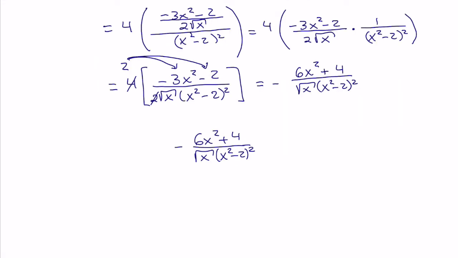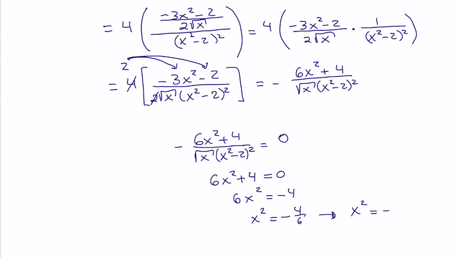Look, if you set all of this equal to 0, it's easy because a fraction is 0 only when the numerator is 0. So this is going to be 0 when 6x squared plus 4 equals 0. That means 6x squared equals negative 4, or x squared equals negative 4 over 6, or x squared equals negative 2/3. And what this means is that the solutions are complex solutions, meaning that this graph mustn't have horizontal tangents. Okay, let's look at the graph.